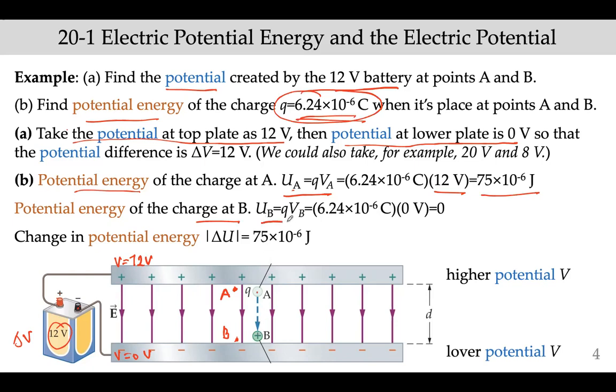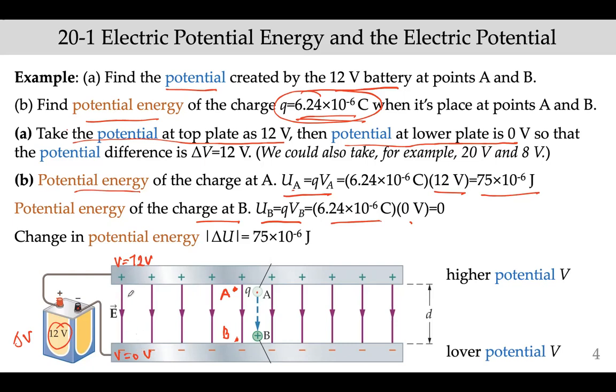Now you will use again the same formula. It's charge times the potential here. The potential here is 0. Okay. Now you probably notice that the potential energy also depends on the potential, and as you know, we chose these two values arbitrarily.